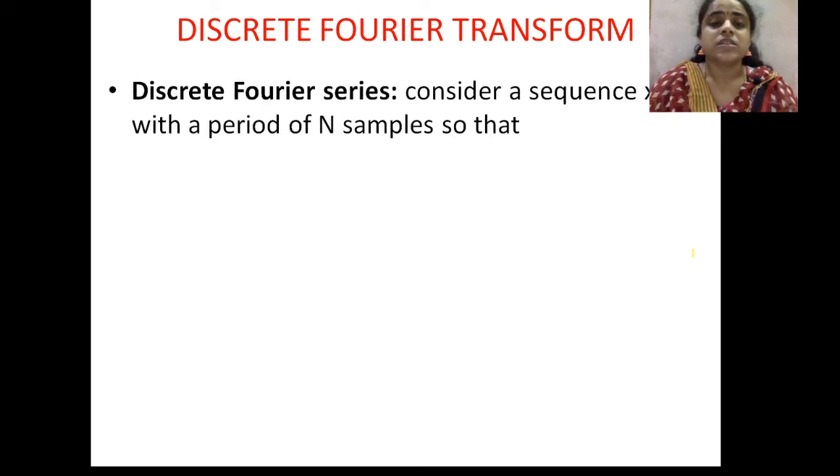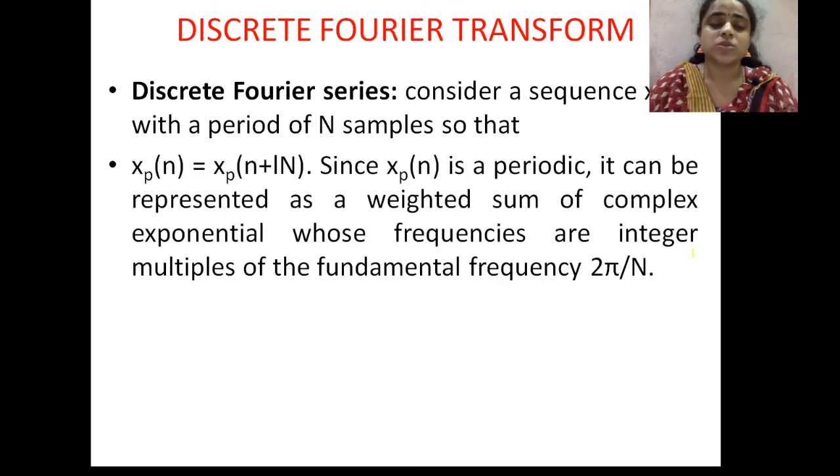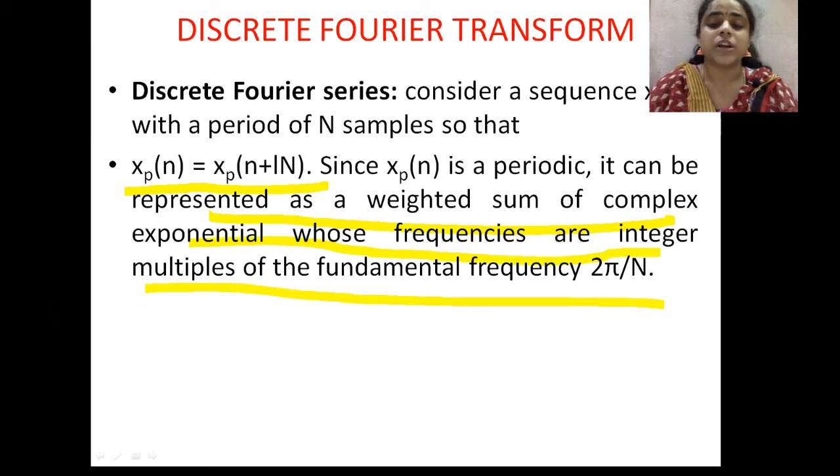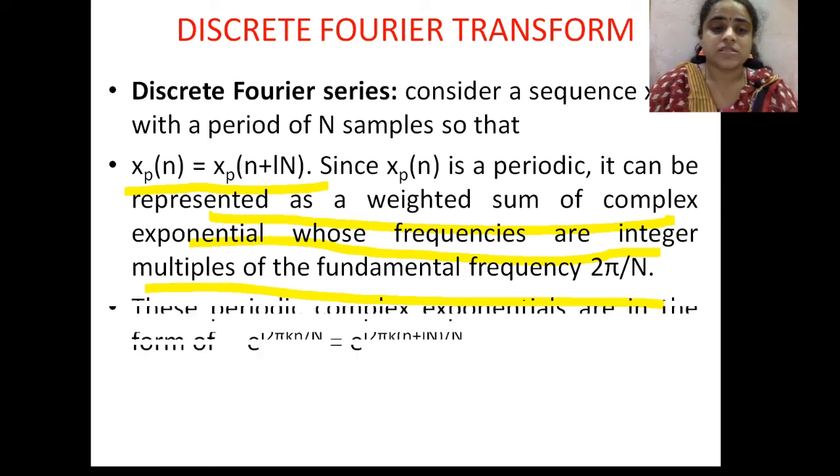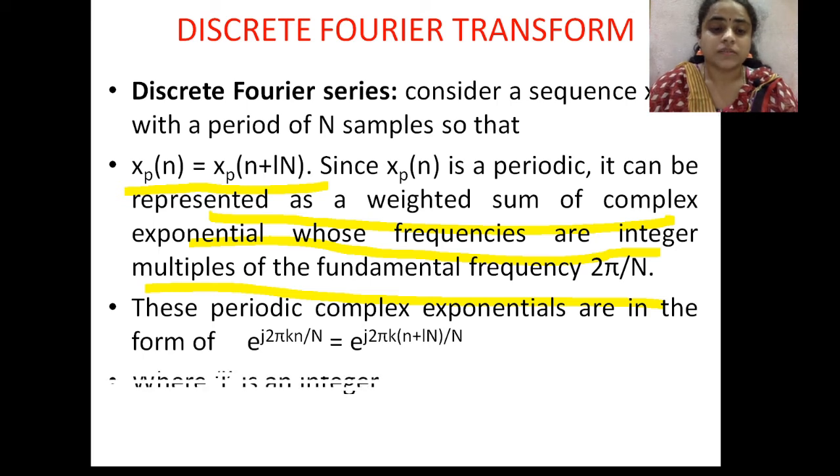Okay, so next, the discrete Fourier series. Consider a sequence x_p of n with a period of N samples, so that it is periodic: x_p of n is equal to x_p of n plus N. Since x_p of n is periodic, it can be represented as a weighted sum of complex exponentials whose frequencies are integral multiples of the fundamental frequency 2 pi by N. That is what the twiddle factor is. So it is a periodic complex component we are substituting.